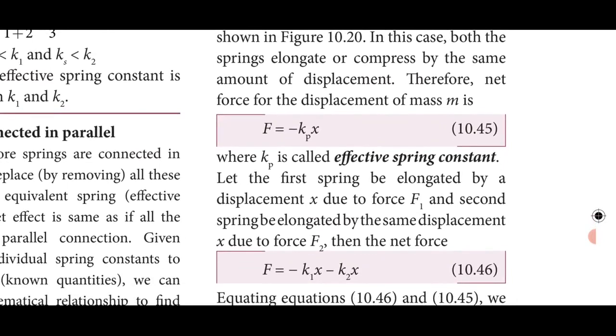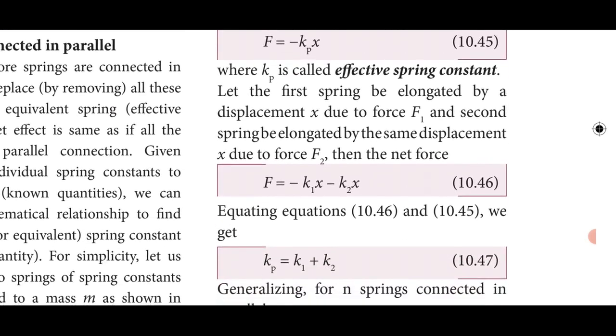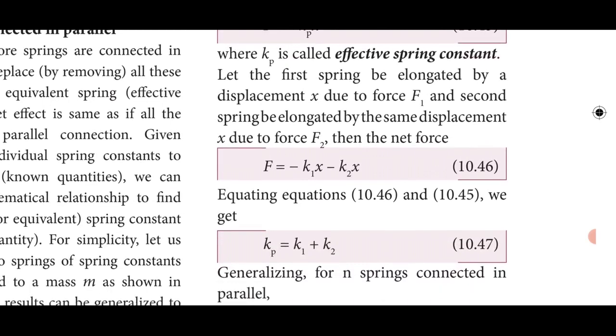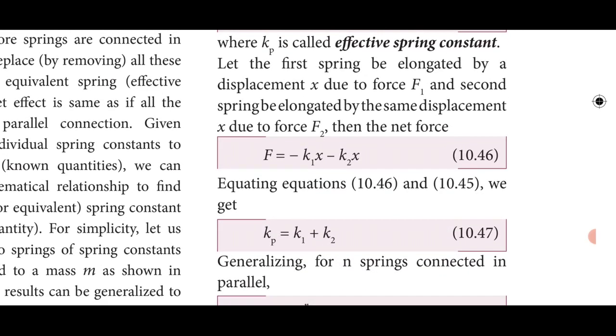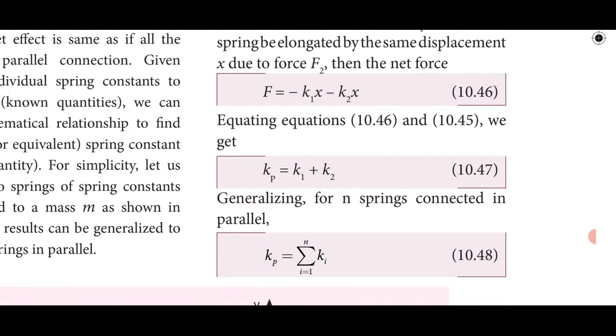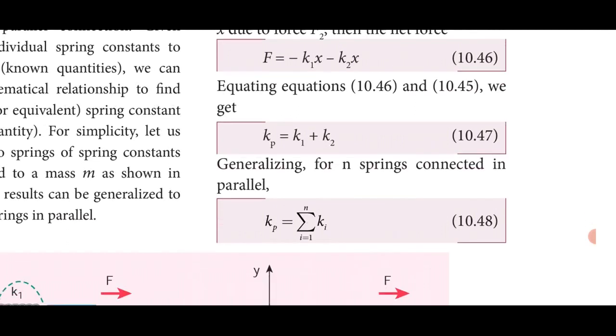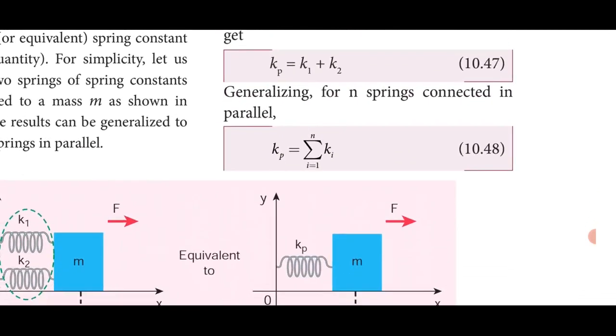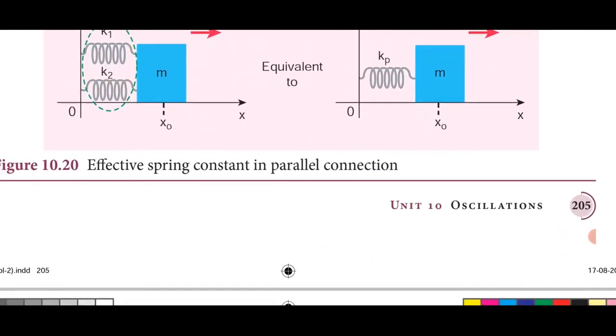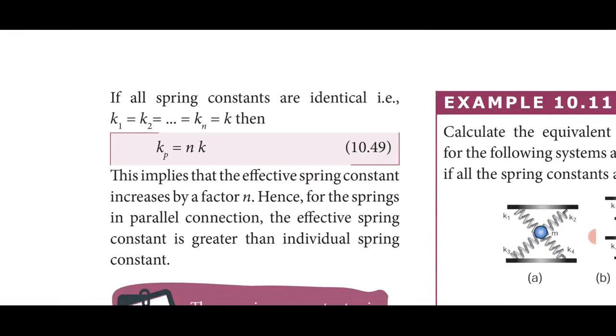So here F is equal to minus Kp x, where Kp is the effective spring constant. The first spring is elongated by displacement x under force F1. The second spring also by x, because the displacement is the same, under force F2. So we get the equation F equal to minus k1 x minus k2 x, that is Kp is equal to k1 plus k2. So Kp is the summation over i from 1 to n of ki.